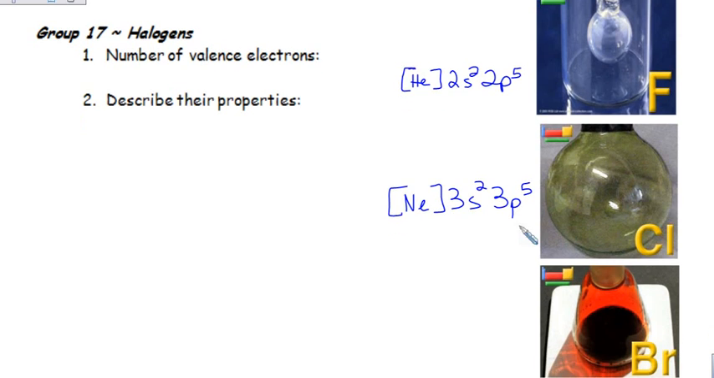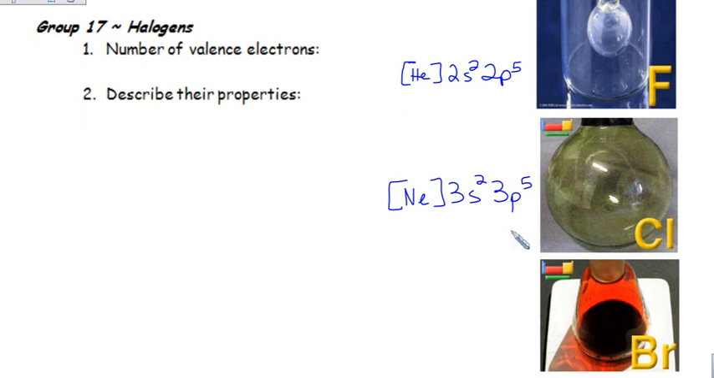Bromine. Bromine would be argon. Ooh, now interesting. 4s2, 3d10, and then back to the 4p for 5. And so on. This might give us a good snapshot.